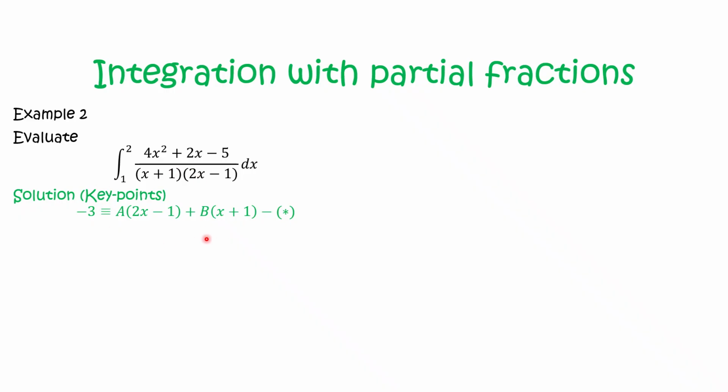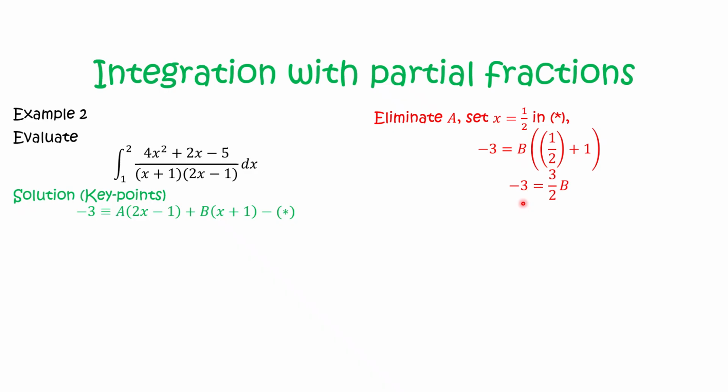Now, continuing, on the left-hand side, we have the question and the key points. So we are going to make use of this identity star. That's why we kept it under the key points of the solution. And then we want to eliminate a by setting x equal to half in identity star. In so doing, we are going to get minus 3 is equal to b times (half plus 1). Simplifying further, we have minus 3 is equal to 3 over 2 b, implying that b is equal to minus 2.